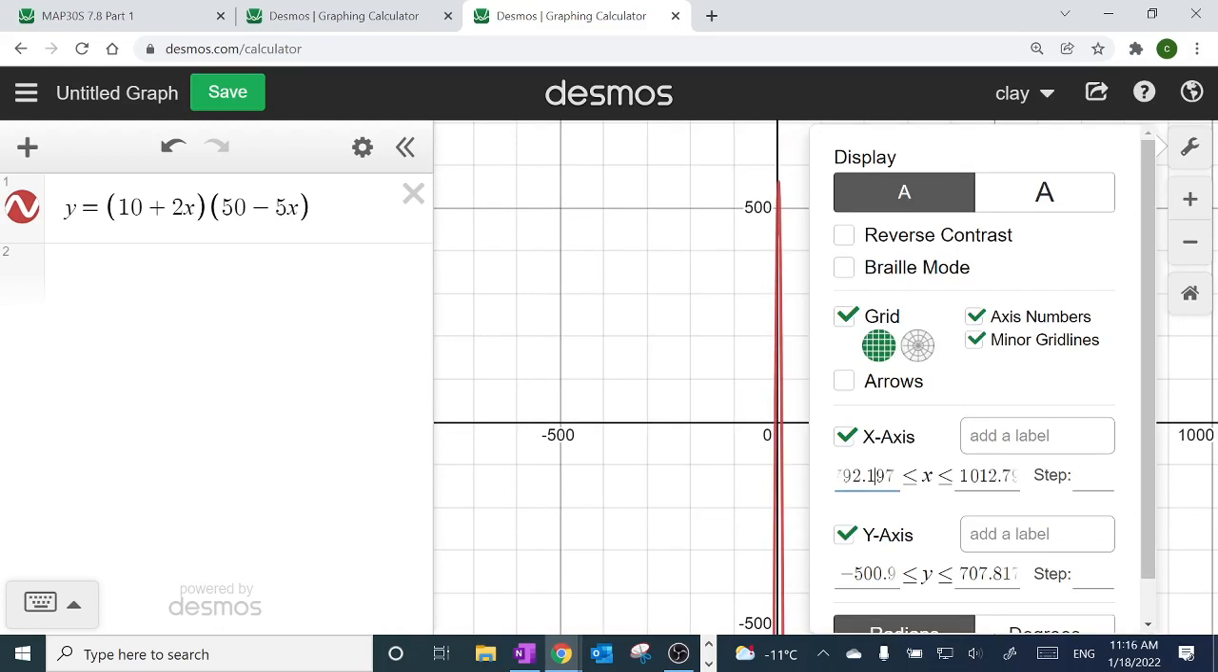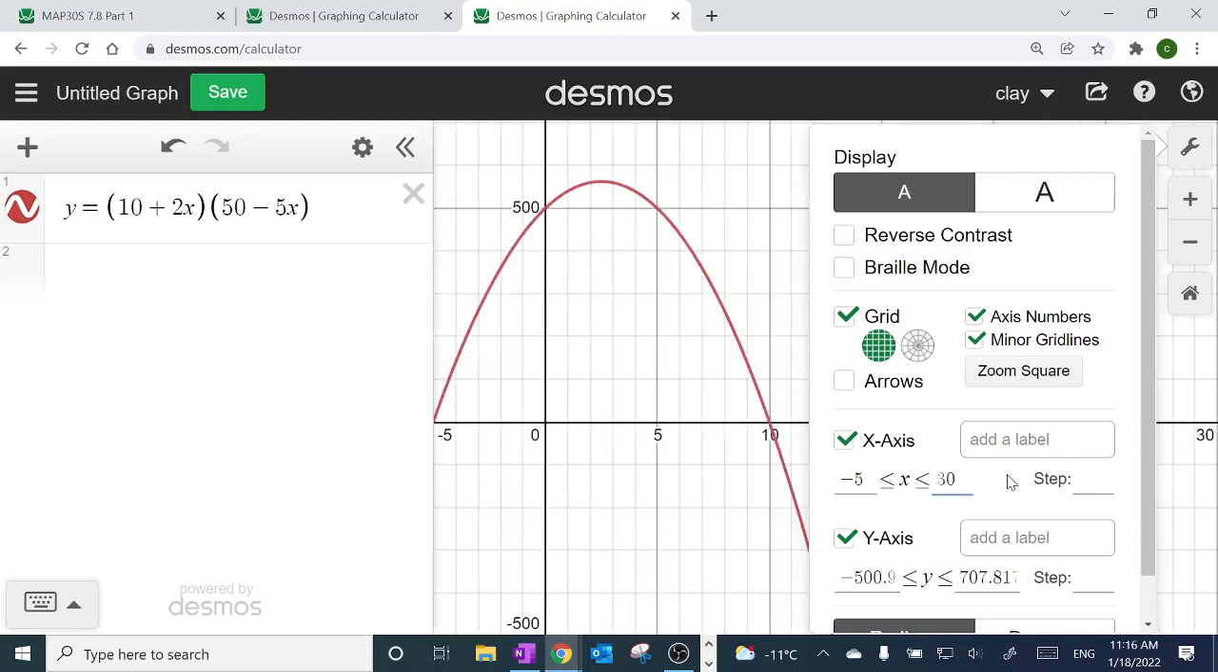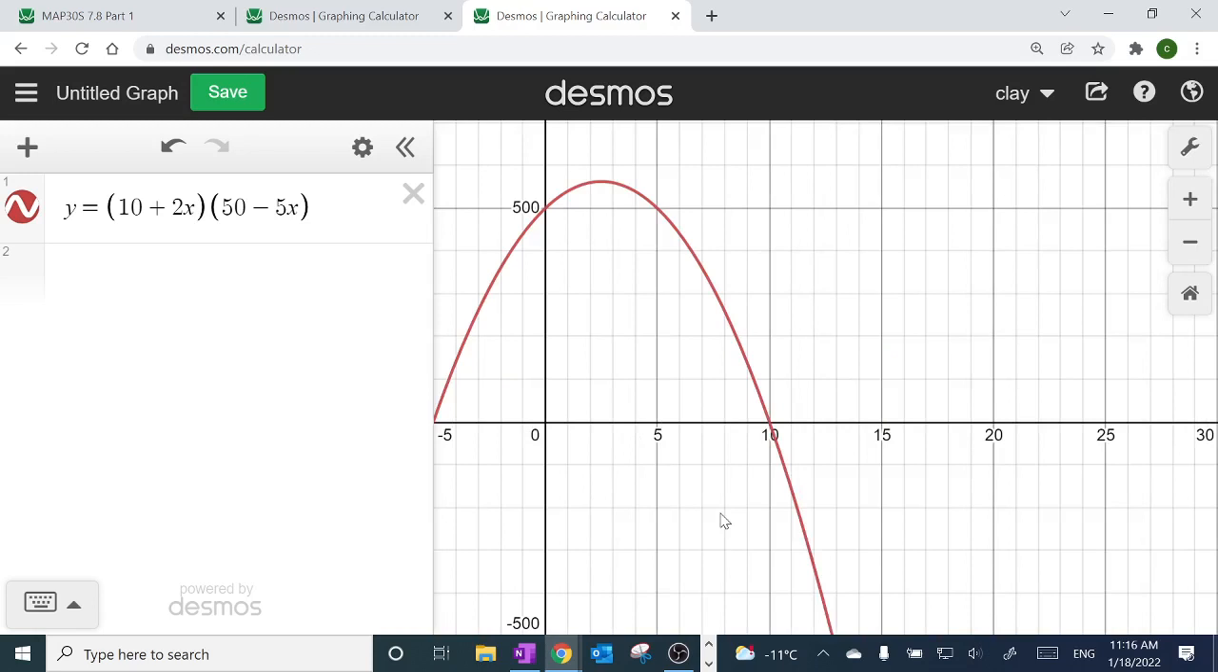We'll say that the x-axis only has to go from, say, negative 5 to, obviously a 1,000's a bit big. How about 30? There we go. There's our nice parabola. And what's our maximum here? Notice the y value is still the same because the y's are still counting profits. But now x isn't counting the price, it's counting the number of times I increased the price. So 2.5 is the answer.